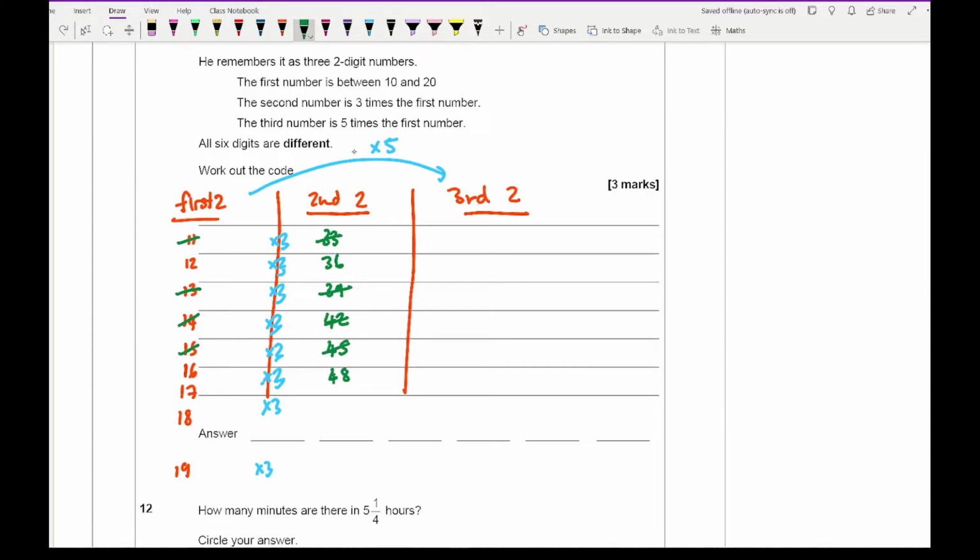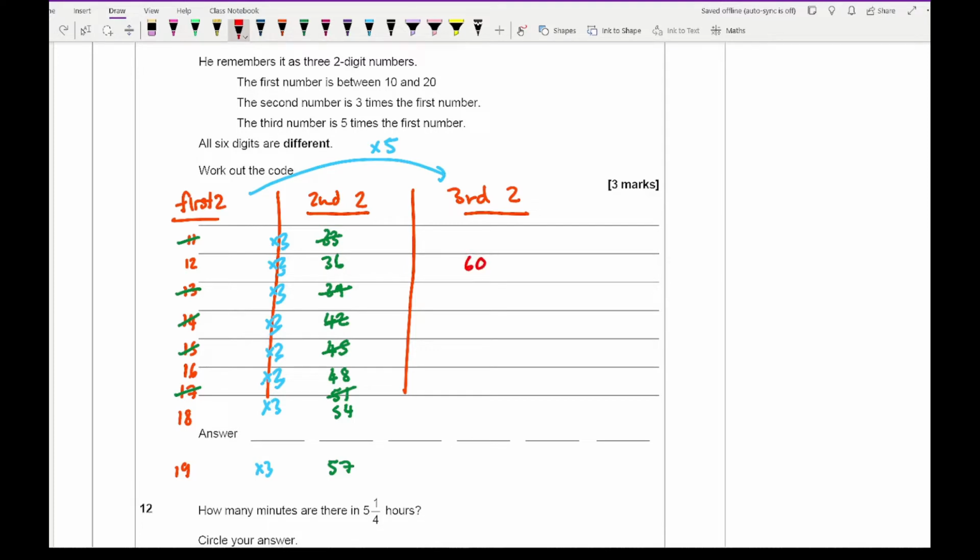17 times 3 is 51, but that doesn't work because the 1s are duplicated. 18 times 3 is 54, so that could work. And 19 times 3 is 57, so that's a possibility. So now if I multiply the first numbers by 5, so 12 times 5 is 60.